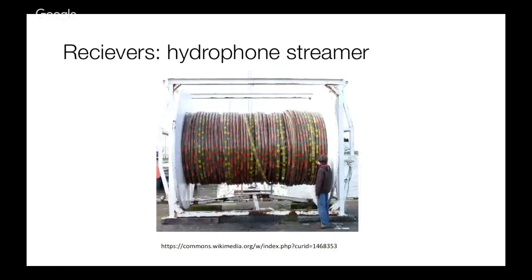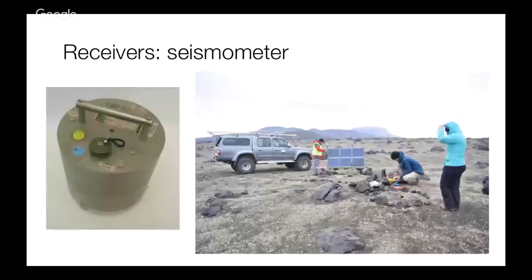Again, in the ocean, you can use a hydrophone streamer. This is a picture of one of those giant hydrophone streamers where they have this big winch, and some of these streamers are up to 12 kilometers in length. So some of them are very long, and they can collect huge amounts of data very quickly. For the natural sources, like earthquakes and things like that, you'd often use one of these broadband seismometers.